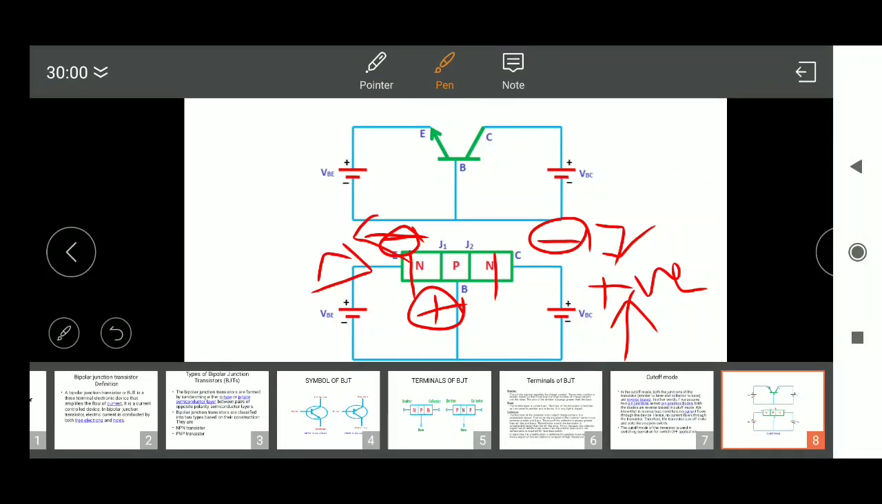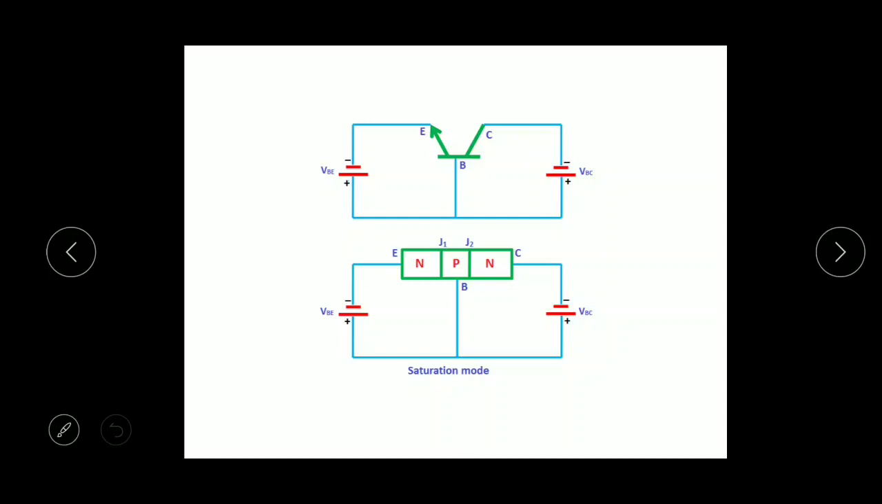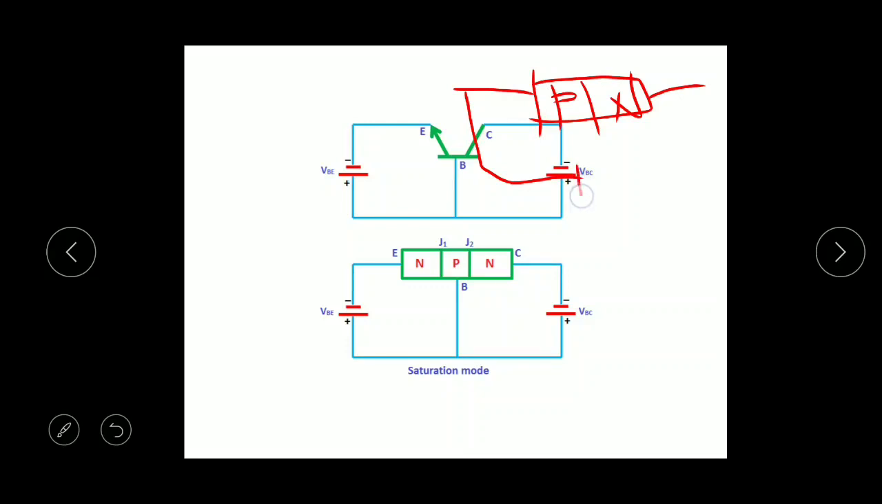Next is saturation mode. In this saturation mode, let us see the same NPN transistor. We know that normally the PN diode is connected through forward and reverse. Now let us see what reverse is. Reverse means the positive ions are connected to the negative terminal and the positive charge is connected to the P region. This is called reverse bias of the PN diode.